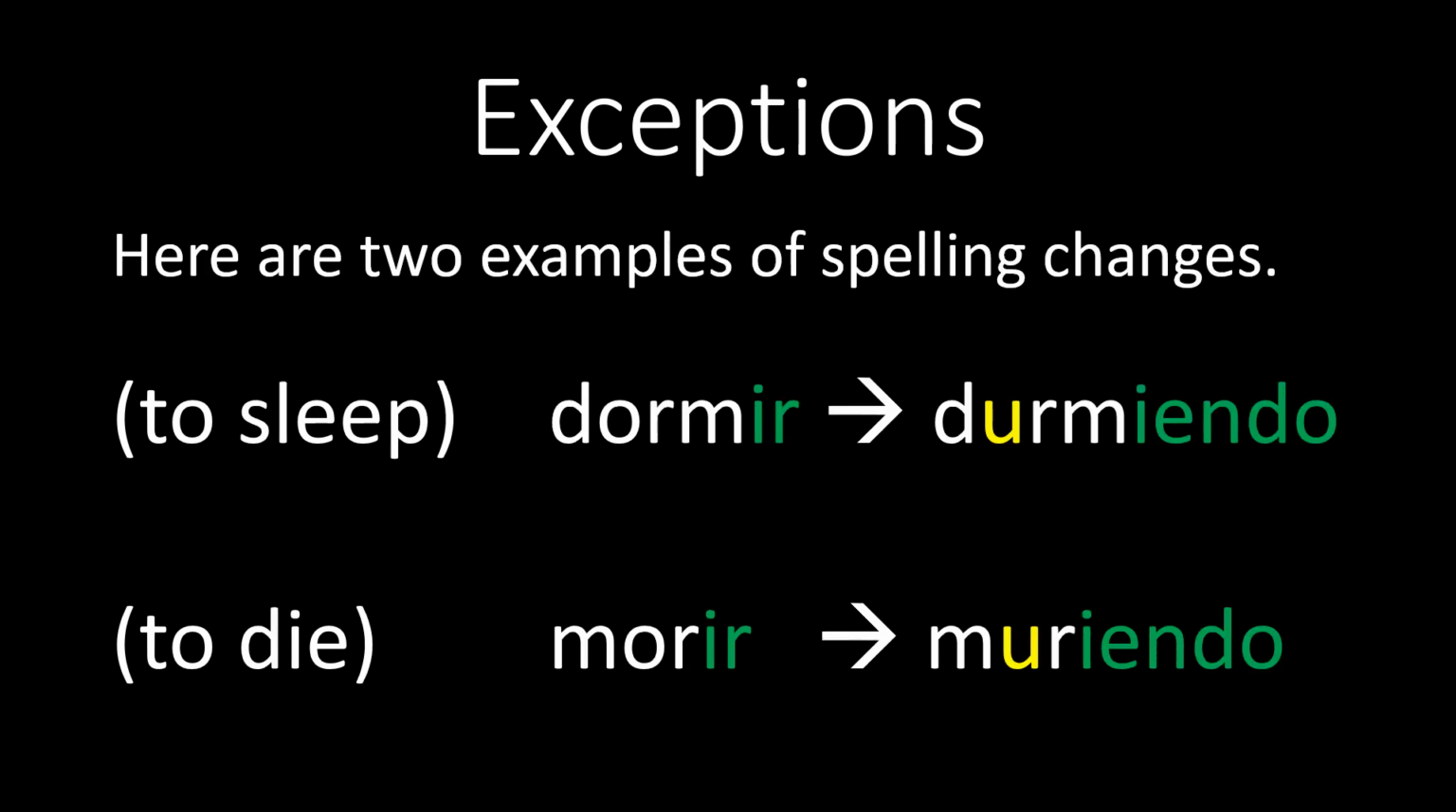Here are a couple of examples of exceptions. We have a change in the main part of the vowel. So let's take a look at to sleep, dormir. If you want to say sleeping, it will become durmiendo. So the O changes to a U. In the case of morir, if you want to change it to dying, change the O to a U, muriendo.